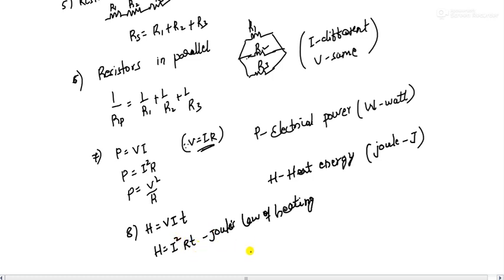And one more thing is the unit of electrical energy: 1 unit is equal to 1 kilowatt hour. You have to remember this also, and that is equal to 3.6 into 10 to the power of 6 joule. So if you remember these 8 sets of formulae, you can easily solve all the problems given in your exam from the chapter electricity.